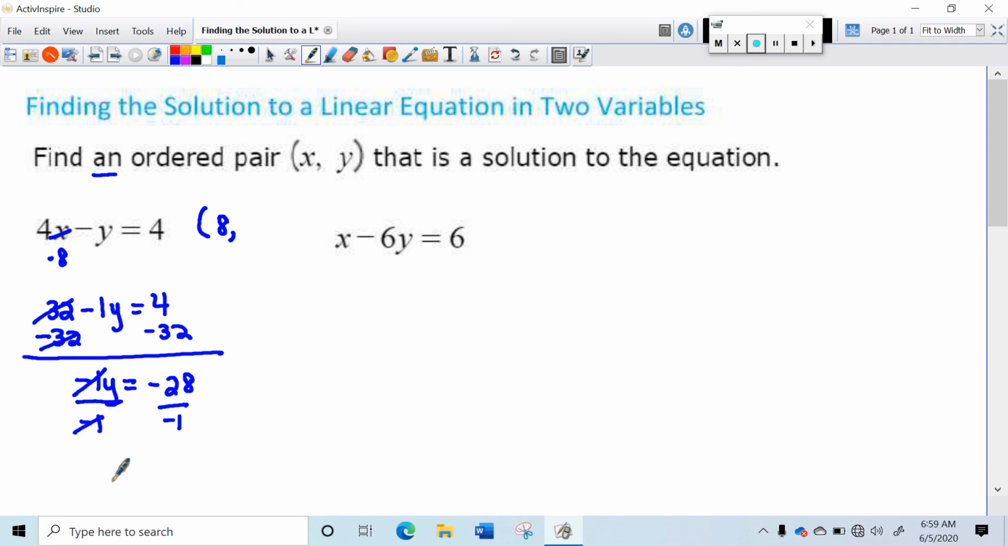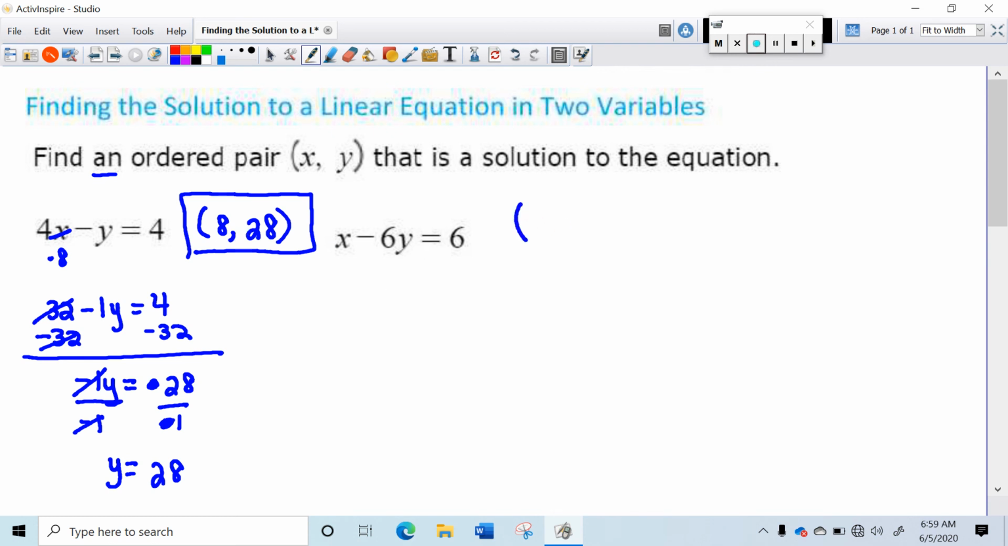Top cancels with bottom. Again, top and bottom cancel if it's the same thing, including the negatives. So the negatives cancel. 28 divided by 1 is 28. So the y value is 28. And that's one possible answer. You can have an infinite number of correct answers depending on what you choose x to be.